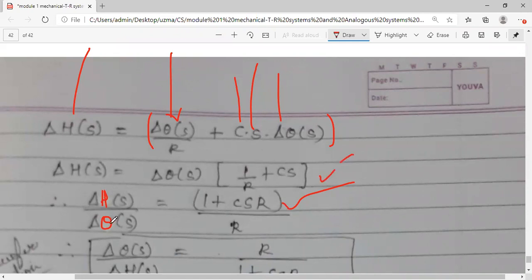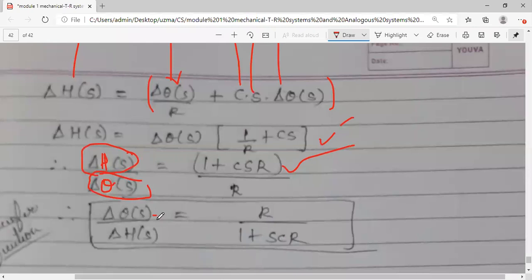Then I want output by input. Output is temperature change, input is heating change, heat change. So output by input, just reciprocal of this, R divided by 1 plus SCR. So this is your transfer function for thermal system.